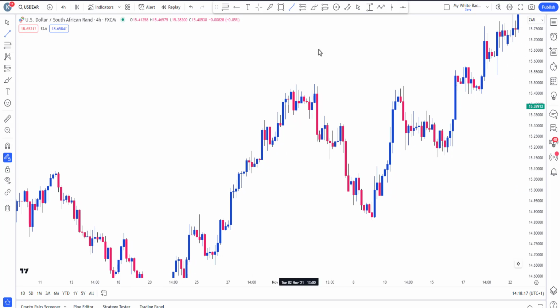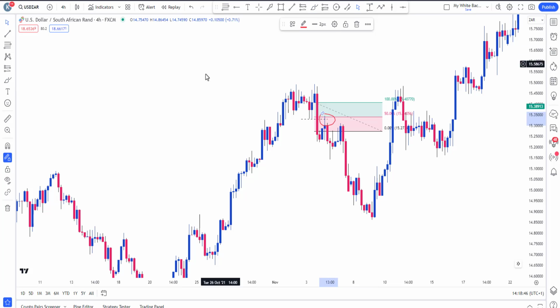Okay, shift in market structure right here. Let me adjust it correctly. Shift in market structure. You look at this very big fair value gap. And I told you some time back that if you see a very big fair value gap, the consequent encroachment, 50% of it, is the most important area price is interested in. And price is actually coming back to 50% of it. Boom, coming down.